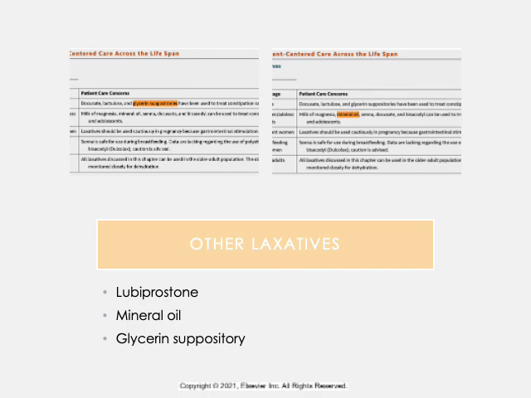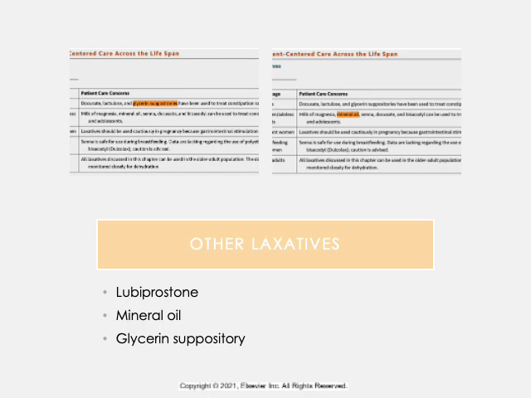The other laxatives, in that other category, like lubiprostone, mineral oil, or glycerin suppositories, are worth mentioning a little bit more because they can be used in some patients where it's just really difficult to have relief of constipation based on the more common laxatives.